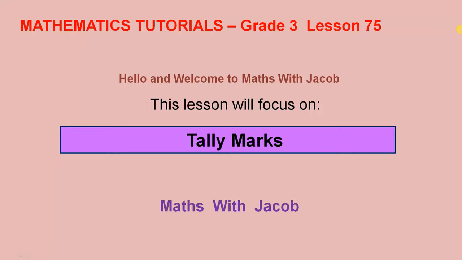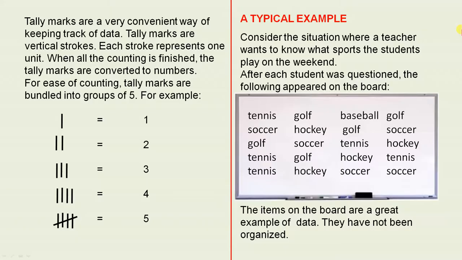This lesson will focus on tally marks. Tally marks are a very convenient way of keeping track of data. Tally marks are vertical strokes. Each stroke represents one unit. When all the counting is finished, the tally marks are converted to numbers. For ease of counting, tally marks are bundled into groups of 5.